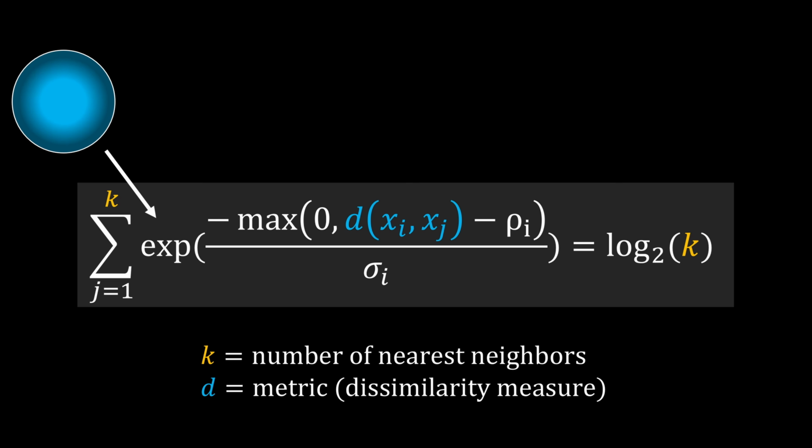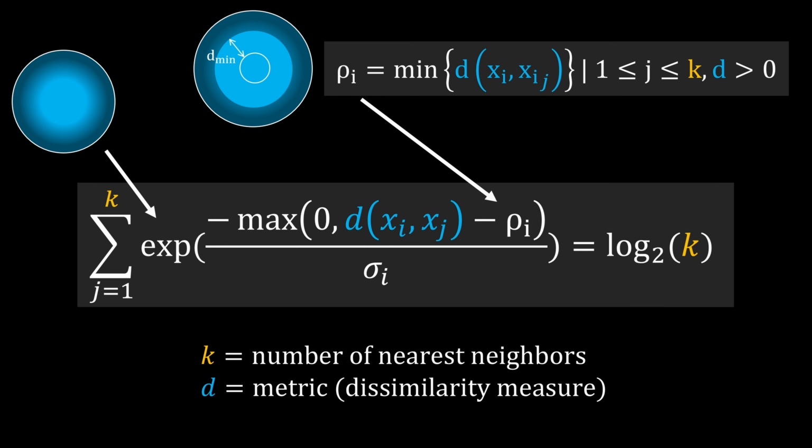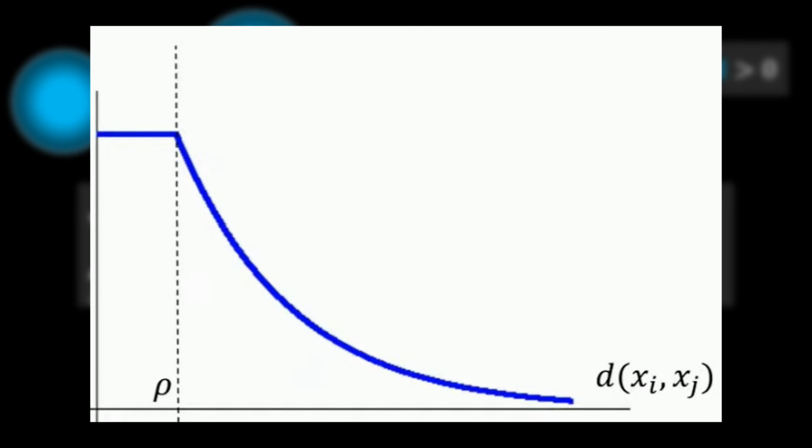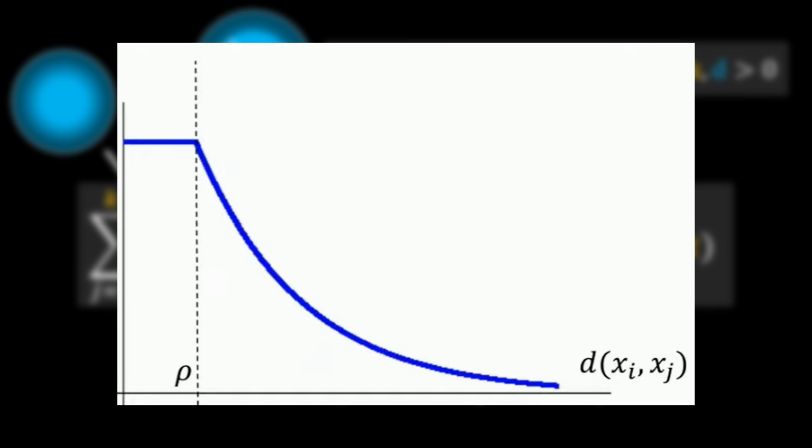In the exponent, we find this complex looking term, which is nothing else but the local connectivity constraint we just discussed visually. By subtracting rho i, which is defined as the minimum distance among the nearest neighbors, we make sure that the exponential decay starts only beyond the first neighbor. That's because subtracting the first neighbor's distance leads to negative values which are replaced by 0 because of the maximum operator. And anything to the power of 0 is 1, so we will always have a connection probability of 1.